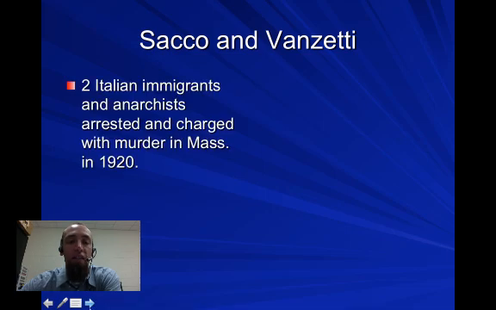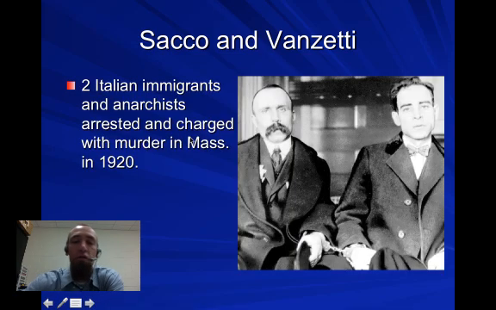Alright, this anti-immigrant and anti-radical feeling was played out through the trial of Sacco and Vanzetti. These are two Italian immigrants. Now they were anarchists. Anarchists believe that the government needs to be done away with. They were charged with murder in Massachusetts in 1920.